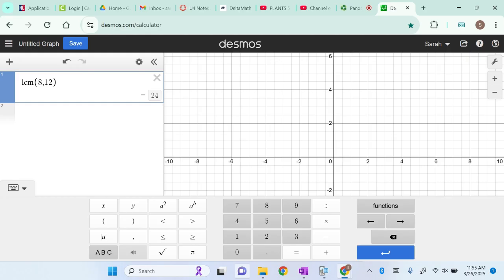So my suggestion to you is if you have trouble with least common multiples, at least in terms of the number side of it, use Desmos. Use this trick, because remember, Desmos is open to you for all your tests, including the EOC. So use it to your advantage.